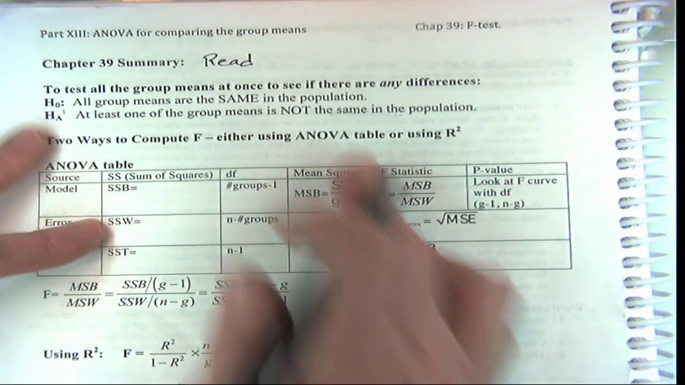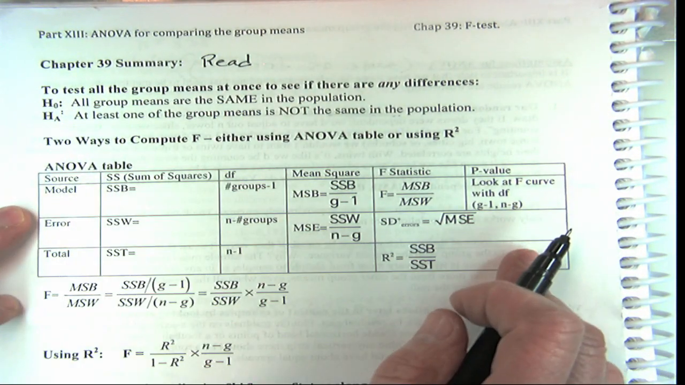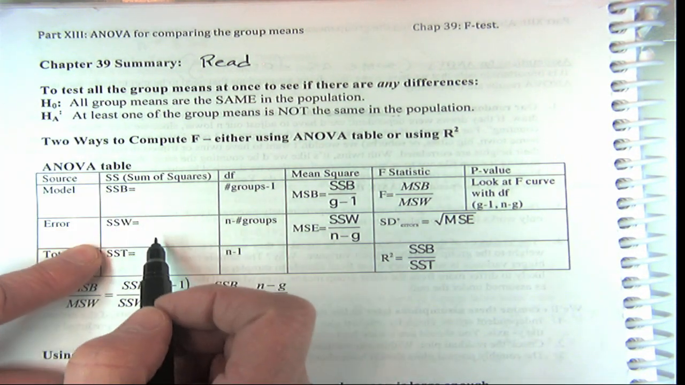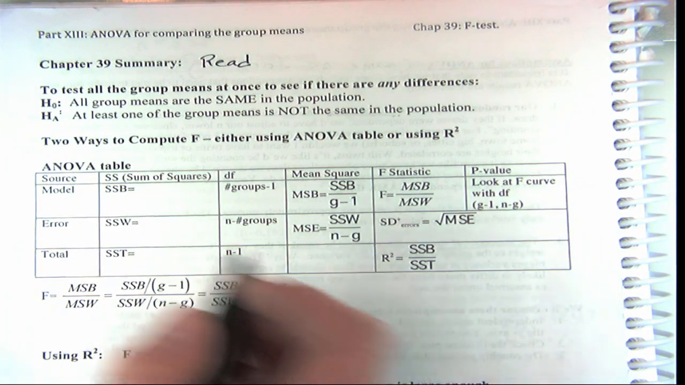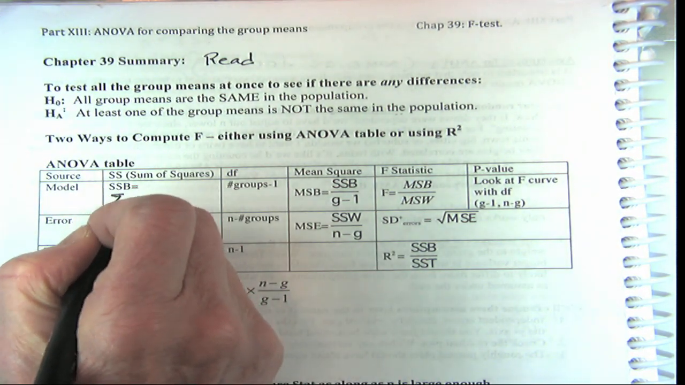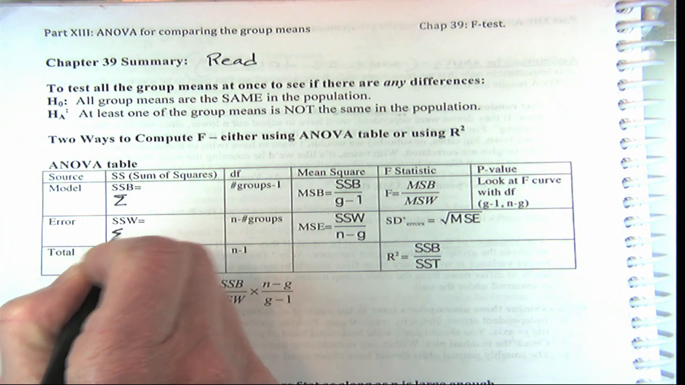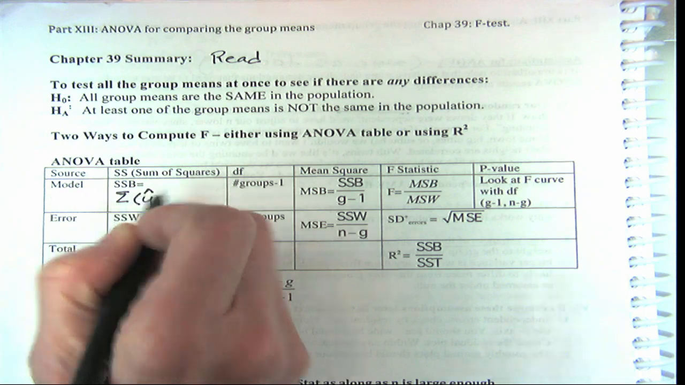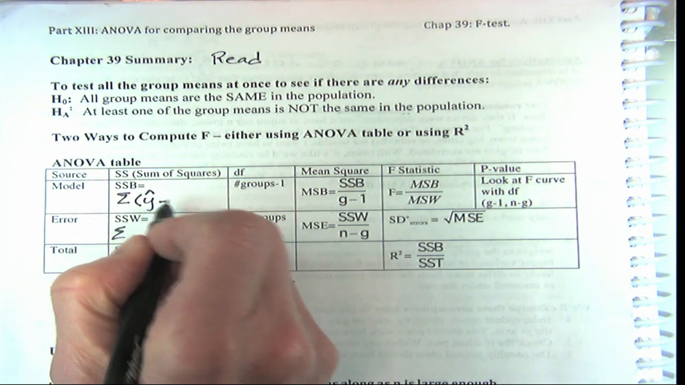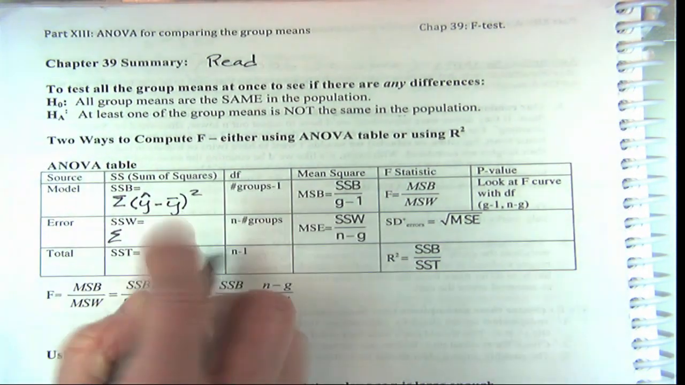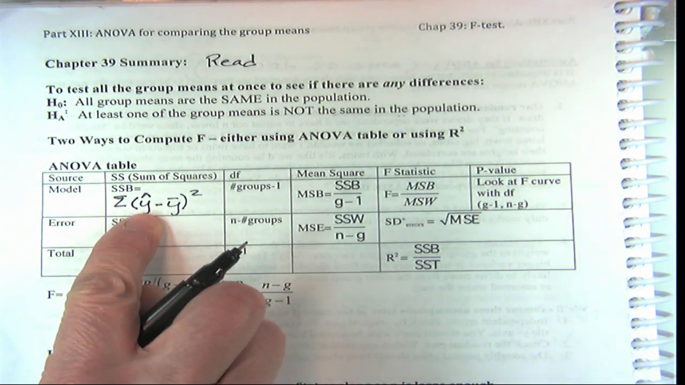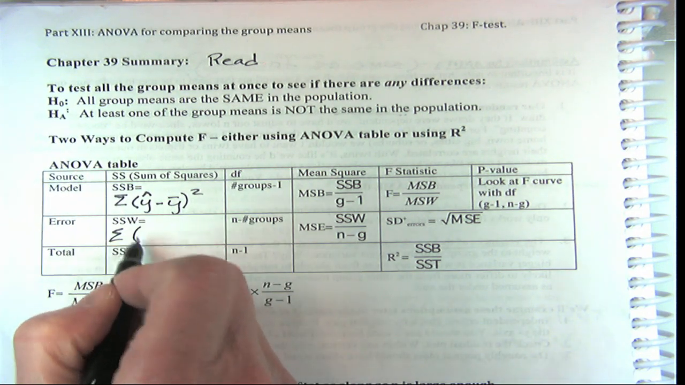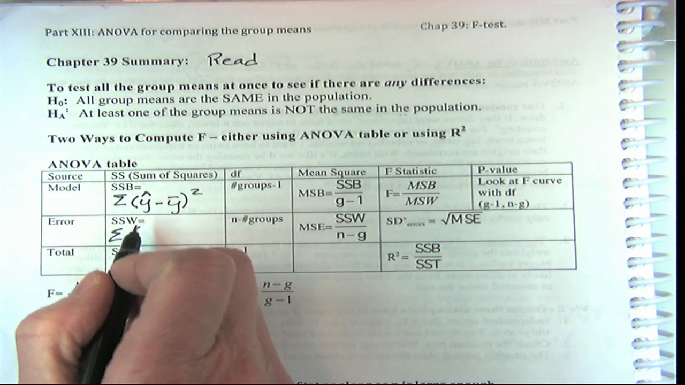So here's the ANOVA table, and let's remember what SSB, SSW, and SST are. They're sums of squares. SSB is the sum of our model, our predictions minus the overall mean. So these are like our group means minus the overall mean, squared. This one is what? Errors. These are errors. So that's observed minus predicted.